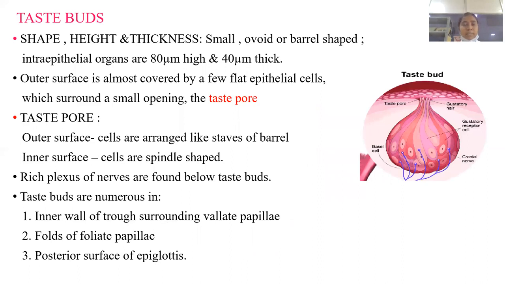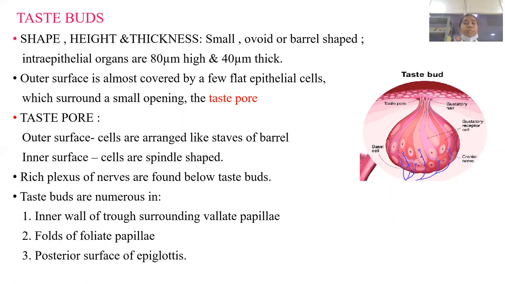Next come taste buds. The shape, height and thickness: they are small, ovoid or barrel shaped. They are intraepithelial organs, 18 μm in height and 40 micrometers thick. The outer surface is almost covered by a few flat epithelial cells which surround a small opening, the taste pore. In this diagram we can see the taste pore mentioned in the previous point. What are the surfaces of the taste pore?